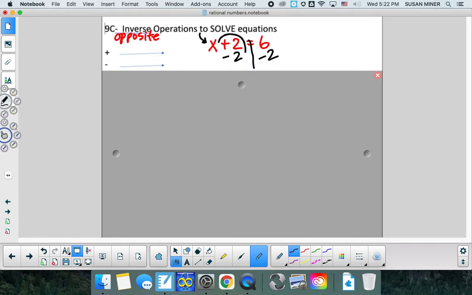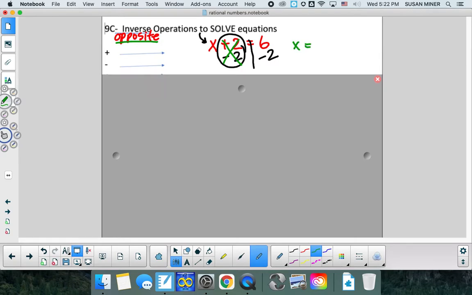What happens right here when I add 2 and minus 2? Hopefully you're thinking they cancel each other out. They go to 0. Why do they cancel each other out? Because they're inverse operations. They're opposite operations. And so we use opposite operations, we cancel things out. My answer here would be x equals 6 minus 2, which is 4. x equals 4. I use the opposite operations to cancel each other out.